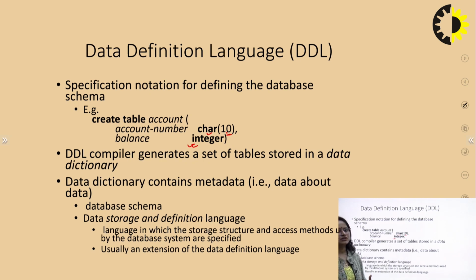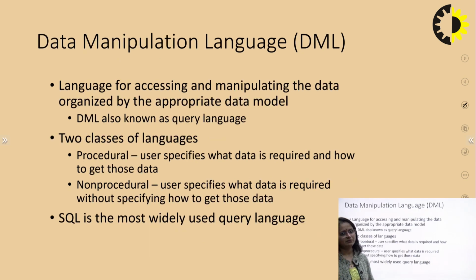Then data storage and definition languages: the language in which the storage structure and access methods used by the database system are specified, usually an extension of the data definition language. Now, data manipulation language. When we have created something, at any particular time we need some manipulation in that database. If we want to manipulate it, we need another language, known as data manipulation language, a language for accessing and manipulating the data organized with the appropriate data model.